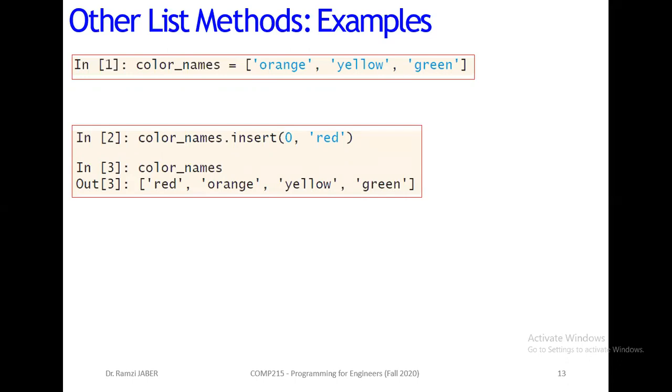Replace 0 by 2. Bravo. Replace 0 by 2. Color names dot insert 2 comma red. When we put 2 comma red, the red will be here. Okay?